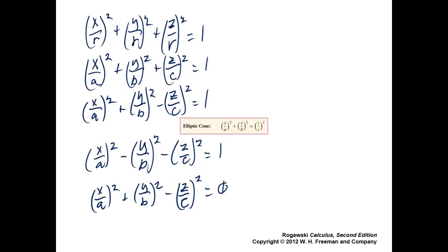Because if that were 0, that were 0, and that was 0, this side would be 0, that side would be 1. Origin can't be there. Same here.